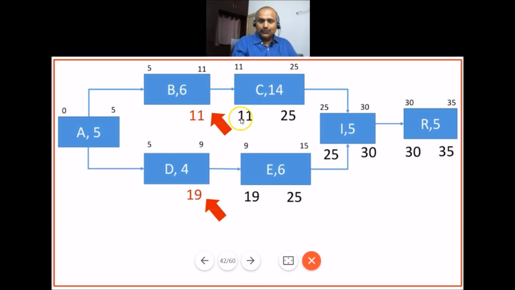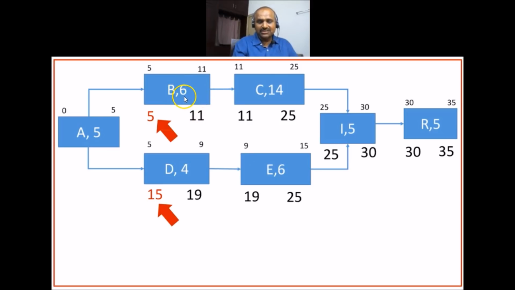Now, if you see, the late start of activity C will become the late finish for activity B. So that's why the 11 is getting carried forward here. 19 is getting carried forward to activity D. Now, the late finish minus 6, which is duration for activity B, gives you 5. So this is the late start. So late finish for activity B is 11 and late start is 5. Similarly for activity D, the late finish is 19. 19 minus 4, which is duration, gives you the late start.